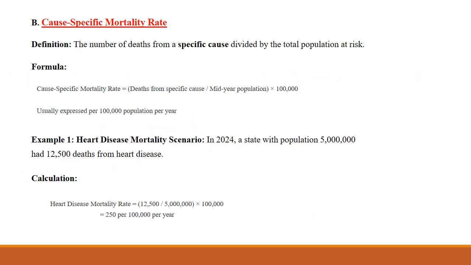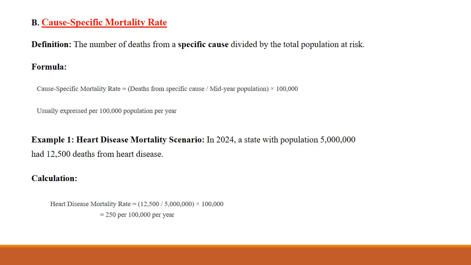Number B, cause-specific mortality rates. The number of deaths from a specific cause. In the CMR, we will not discuss the specific cause, we just take a common cause. In the cause-specific mortality rate, it is the number of deaths from a specific cause divided by the total population at risk. This is the formula, usually expressed per 1 lakh population per year.